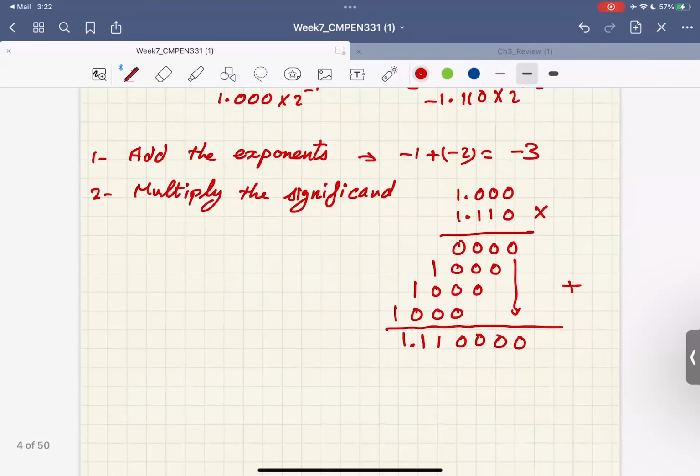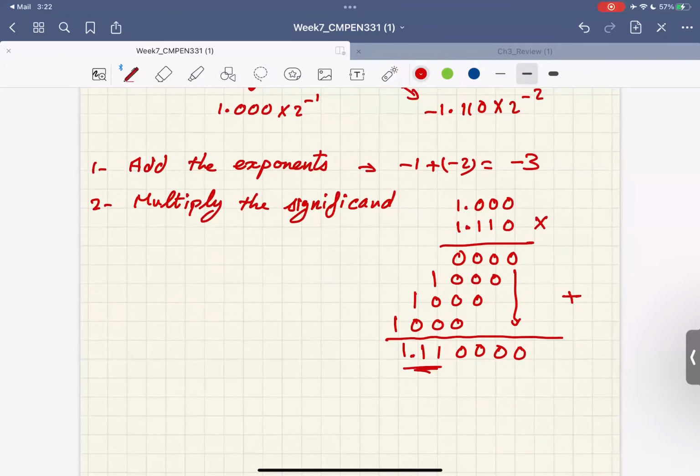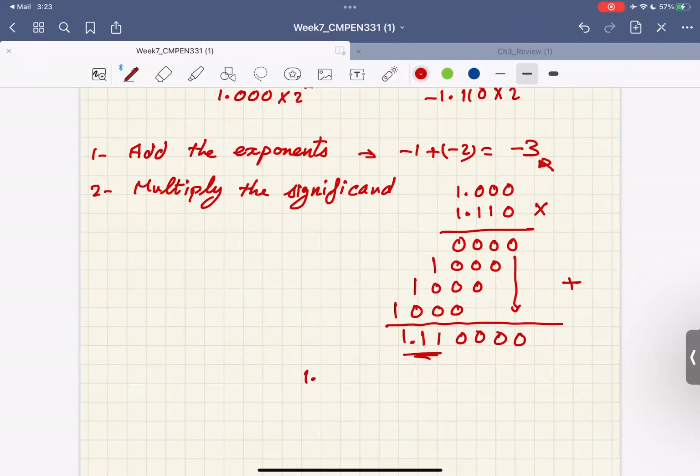So basically, the number that I have is this multiplied by the exponent, which is 2 to the power of minus 3. So my number right now is 1.110 multiplied by 2 to the power of negative 3.